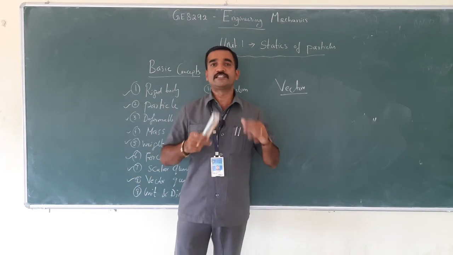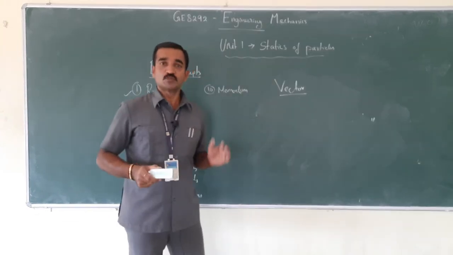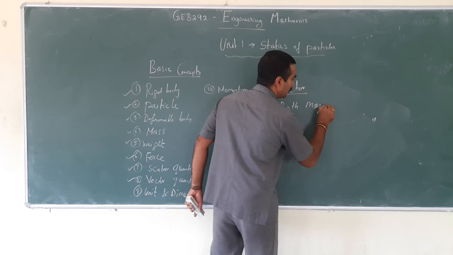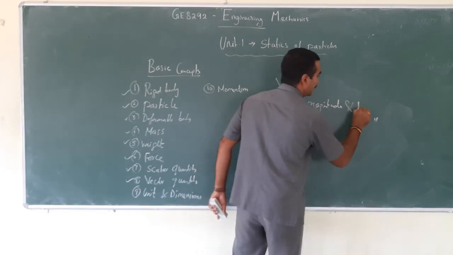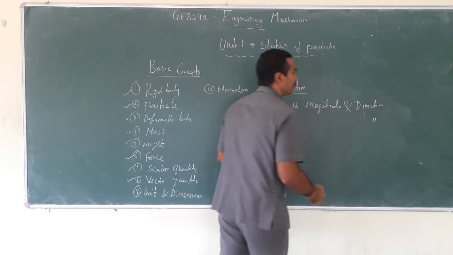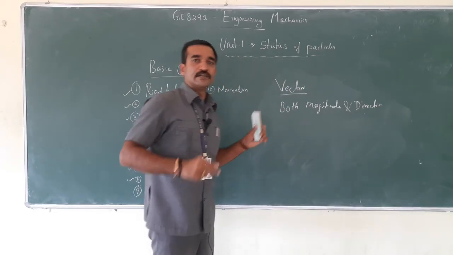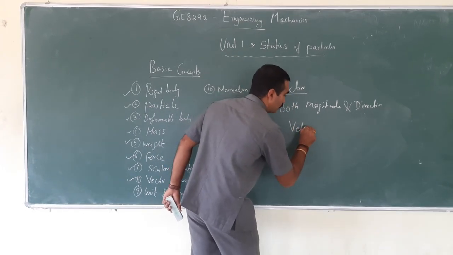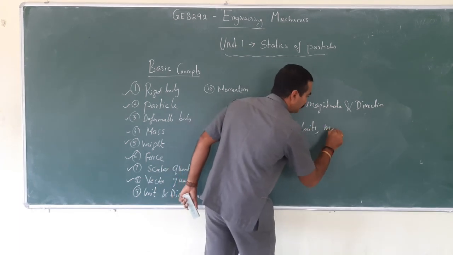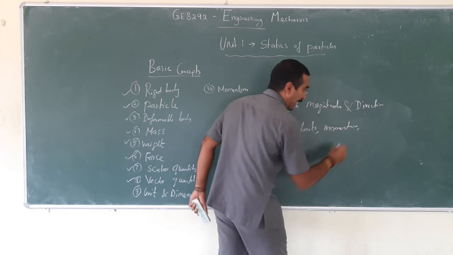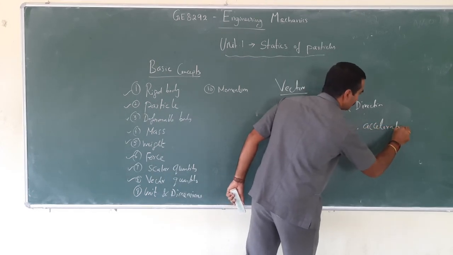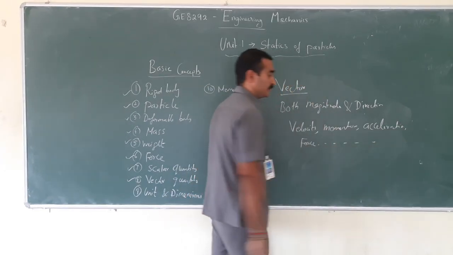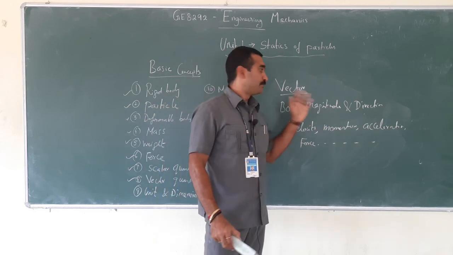A vector quantity is a physical quantity which has both magnitude and direction. Examples of vector quantities are velocity, momentum, acceleration, then force, and the list goes on, which have both magnitude and direction.